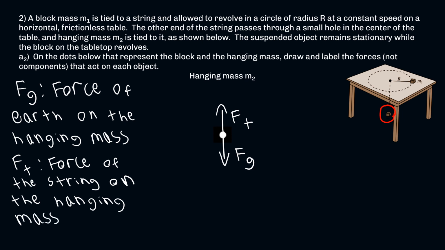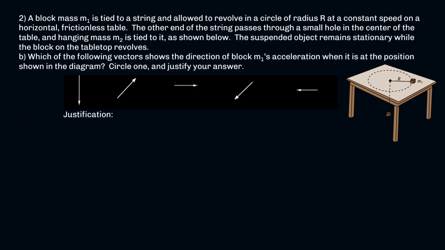All right, so now we have our free body diagrams for both M1 and M2. We can move into the rest of the example. So let's move into part B. In part B, which of the following vectors shows the direction of block M1's acceleration when it's in the position shown in the diagram? Circle 1 and then justify my answer.